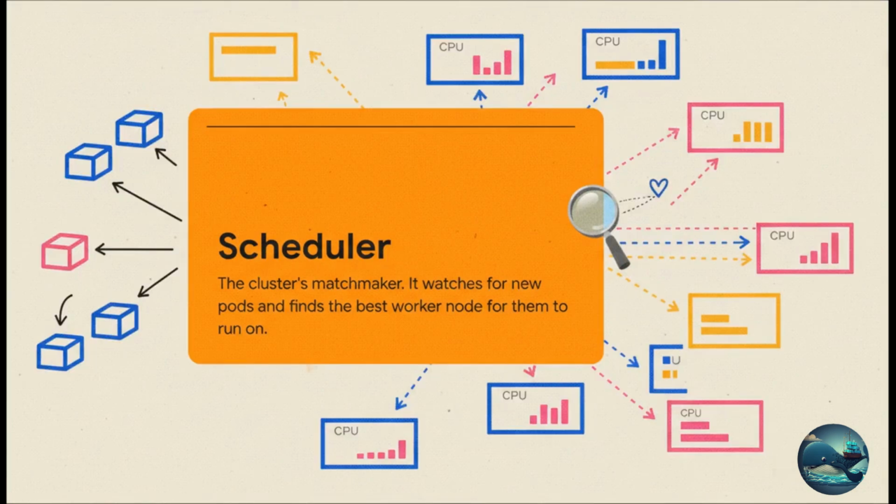Next up in the brain is the scheduler, and I love this analogy. Its job is to be the ultimate matchmaker. So when you create a new application, in Kubernetes we call that a pod, the scheduler wakes up, it looks at the pod's needs, how much CPU and memory it's asking for, and then it scans all the available worker nodes to find the perfect home for it. It's constantly playing this game of Tetris, making sure every pod lands in the best possible spot.